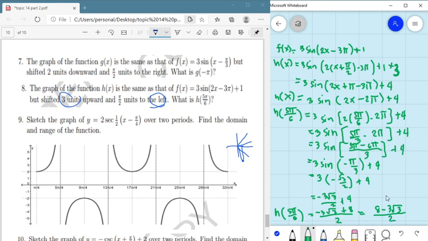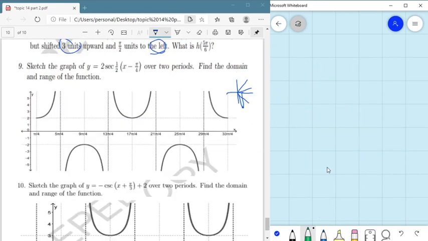That's all for number 8. Okay, let's continue. Number 9, we are going to sketch the graph of y equals 2 secant 1/2 of x minus pi over 4 over 2 periods. Then find the domain and range of the function.